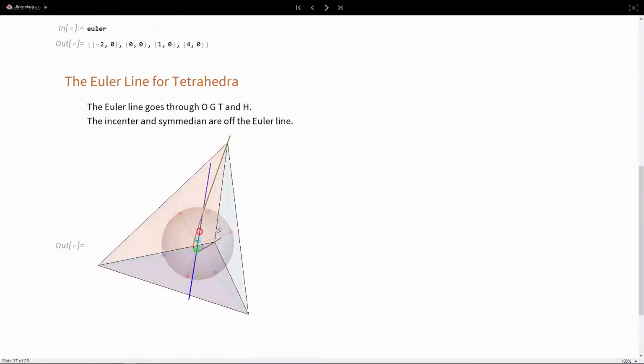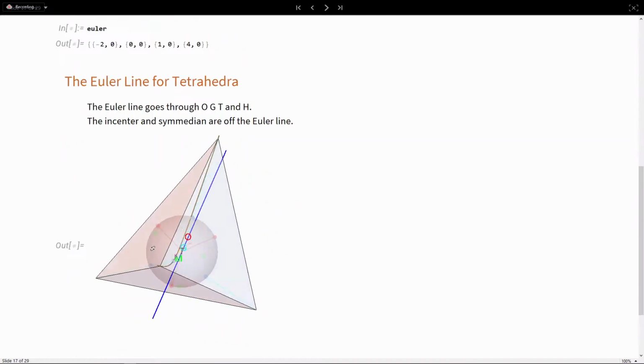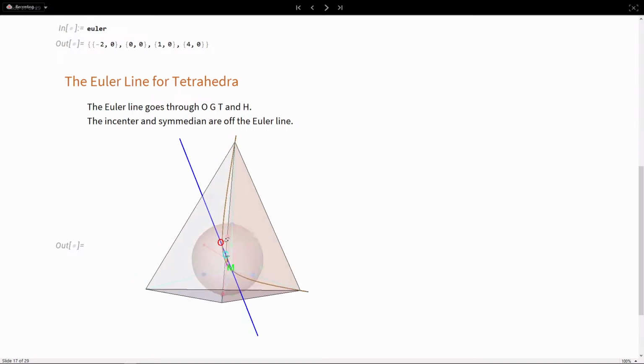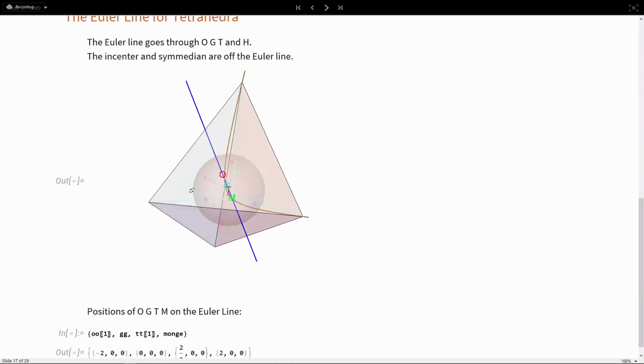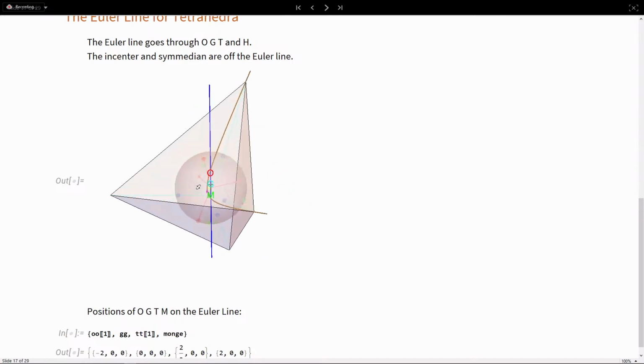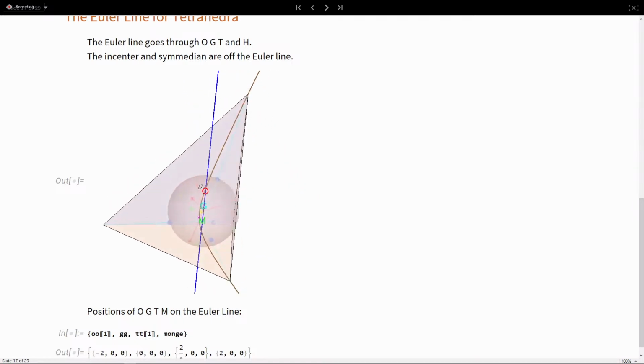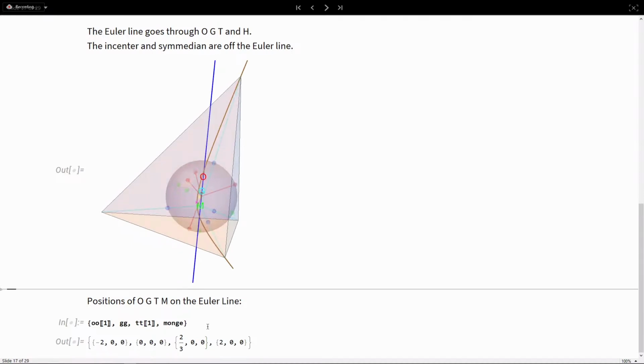We can do the same thing in tetrahedra. We get the Euler line. We also get a Jerabek hyperbola. But the Incenter and Submedian are off the Euler line, but they're on the hyperbola. However, the positions are slightly different. Instead of what they were before, now it's -2, 0, 2/3, 2. And we use the Mange point instead of the orthocenter.